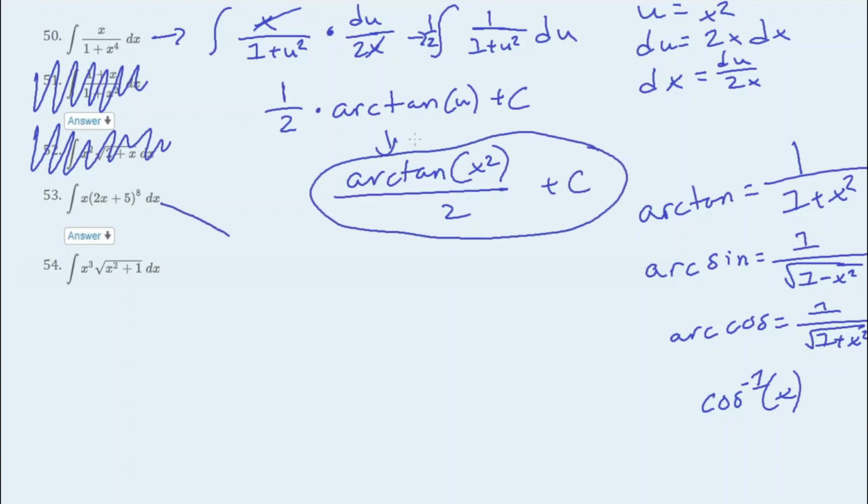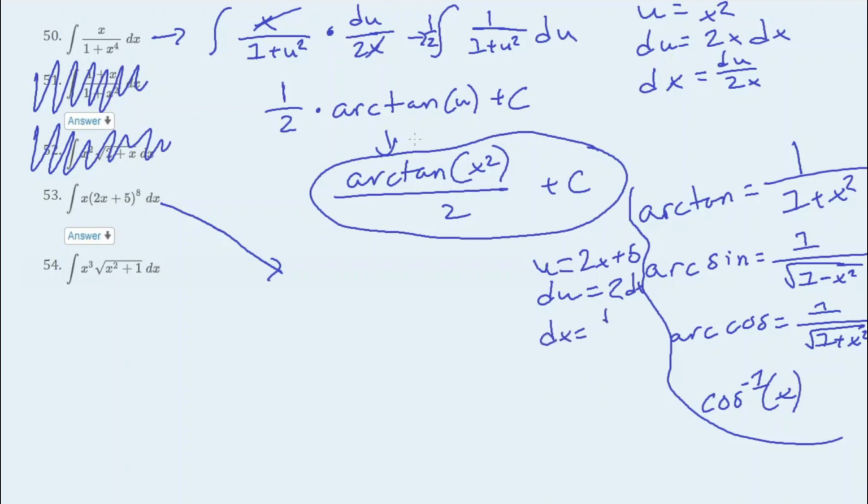And now let's take a look at number 53. So number 53, we want to set u to the more complicated stuff, which is going to be 2x plus 5 to the 8th power. So our u is going to be 2x plus 5. And let me block that away. So that means du is going to be equal to 2 dx, which means that dx is going to be equal to du over 2.